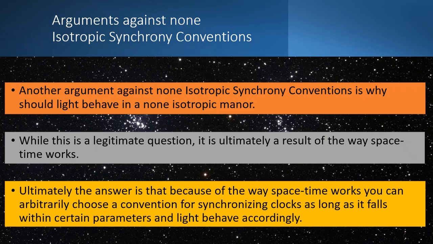Another argument against non-isotropic synchrony conventions is why should light behave in a non-isotropic manner? While this is a legitimate question, it is ultimately a result of the way spacetime works. Ultimately, the answer is that because of the way spacetime works, you can arbitrarily choose a convention for synchronizing clocks as long as it falls within certain parameters, and light behaves accordingly.